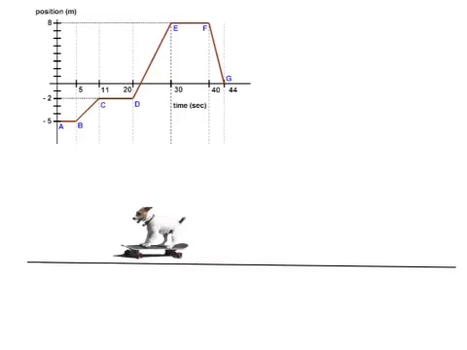So let's take a look at this situation here. This graph here, another position time graph, and we've got our position beginning down here at negative 5 meters. So here our little dog starts at negative 5 meters, and then it holds still for 5 seconds and then moves with a constant velocity to negative 2 meters.